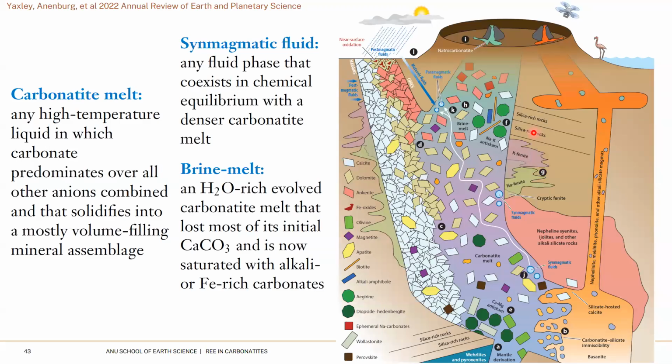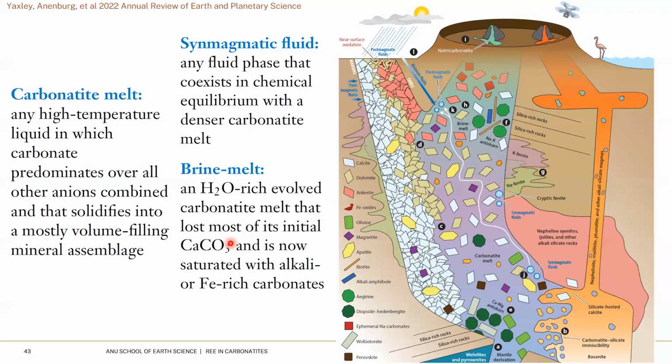We also did that in a review paper the next year, where we have this figure, again the same thing. We have a brine-melt at the top here. And I thought it was a good idea to actually define what a brine-melt is, because you could foresee a state where no one actually knows where the gap is, where it stops being a carbonatite melt and where it begins being a brine-melt. So we came up with a definition, which is an H2O-rich evolved carbonatite melt that lost the calcium carbonate and is now saturated with alkali or rare earth carbonates, which I think is a reasonable definition.